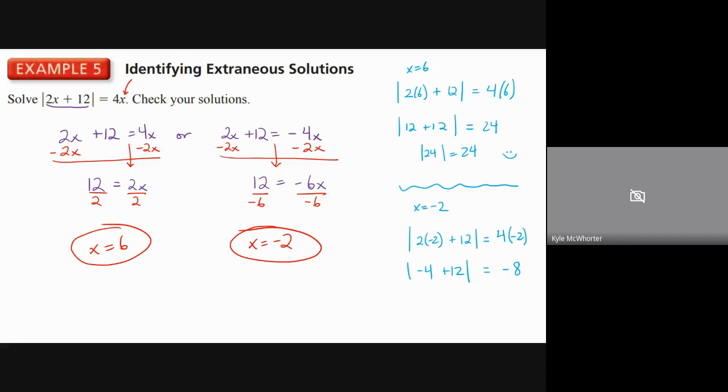Hopefully you already see a problem. You have an absolute value equal to a negative number. But we can simplify. This is absolute value of 8 equals negative 8. And it wants to say 8 equals negative 8, but 8 does not equal negative 8. So we throw this one out. This is not a solution. This is an extraneous solution.